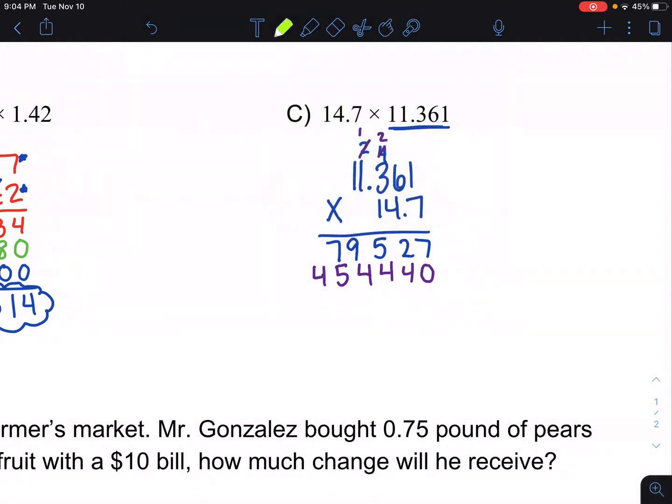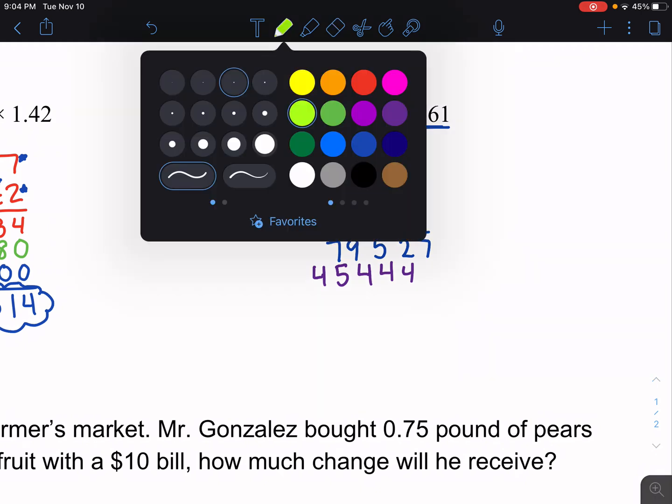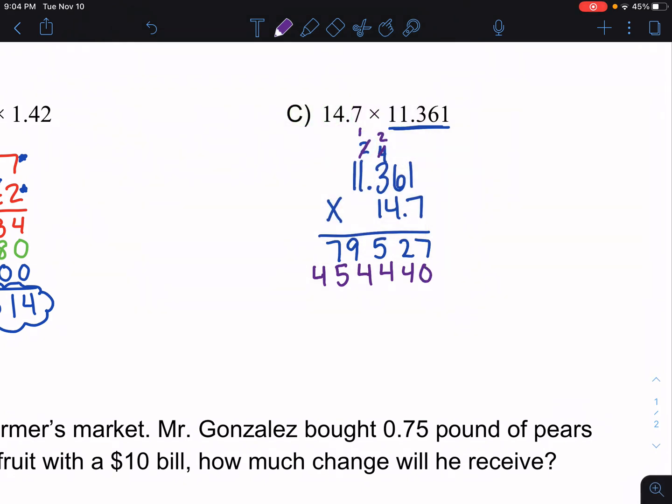One more. I'm going to move over 2 places. 1 times 1 is 1, 1 times 6 is 6, 1 times 3 is 3, 1 times 1 is 1, and 1 times 1 is 1. And I'm going to add my 3 rows together. 7 plus 0 is 7. 2 plus 4 is 6. 5 plus 4 plus 1 is 10. Carry the 1.